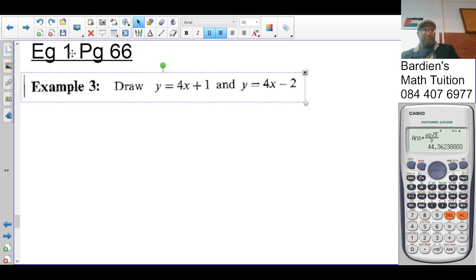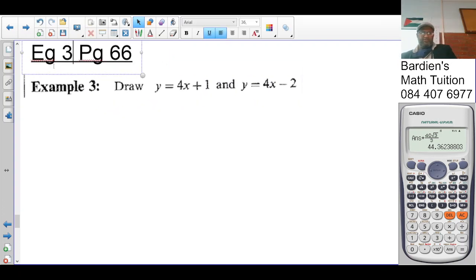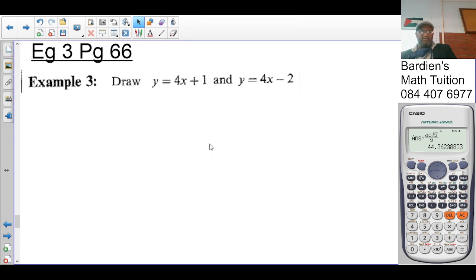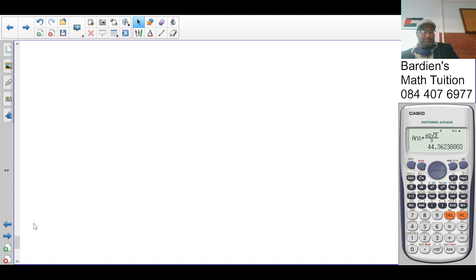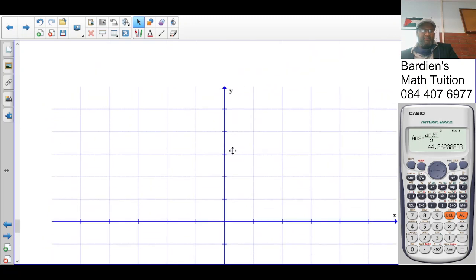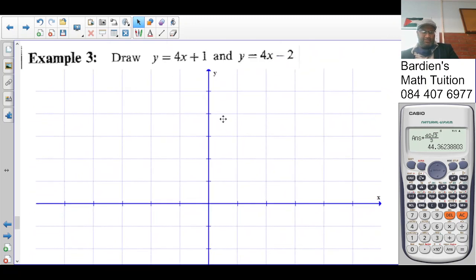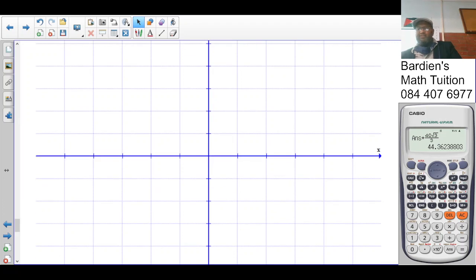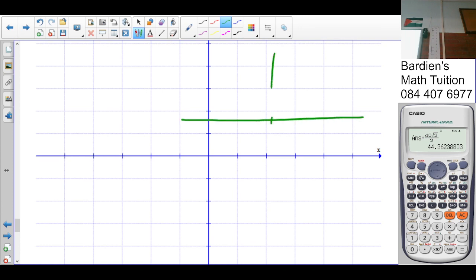So example 3. Again, I'm going to pause the video at this point. Alright, so let's look at these 2 quickly. So I'm going to bring my axis in here. I see many of you are drawing your axis or your points freehand. What you must do is take your ruler when you draw your x-axis and your y-axis. The first thing we put in is a 0.